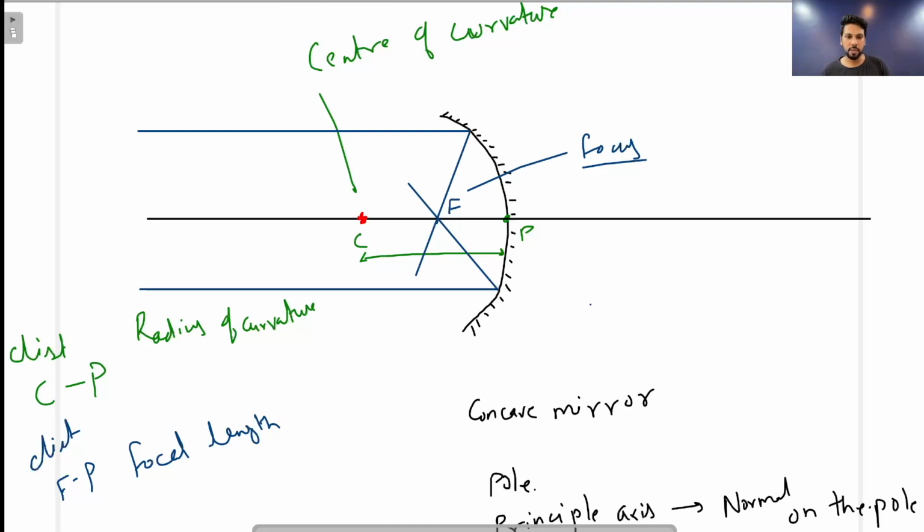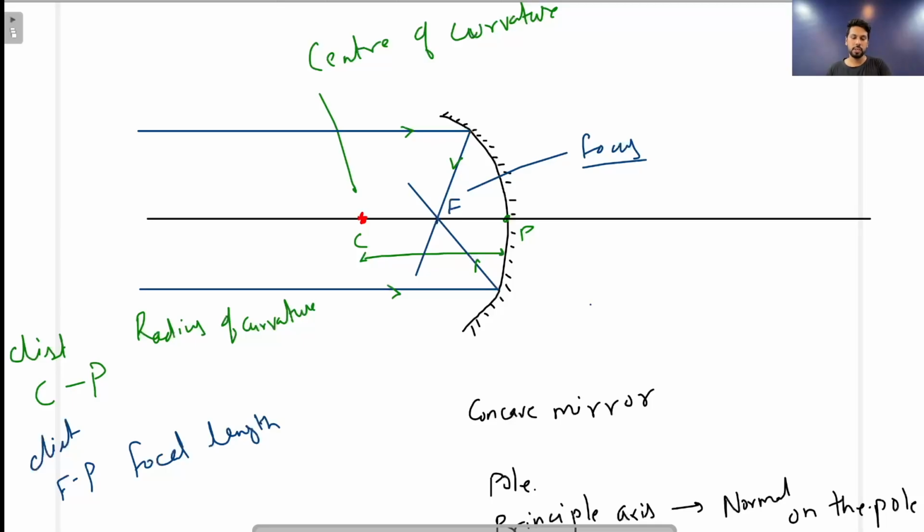If I draw, it's very much important for me to draw the direction of the ray. This is very important, students. When you draw the ray diagram, make sure that you show the direction of the ray. If you do not show the direction of the ray, then you will end up losing marks in CBSE. It's very important.